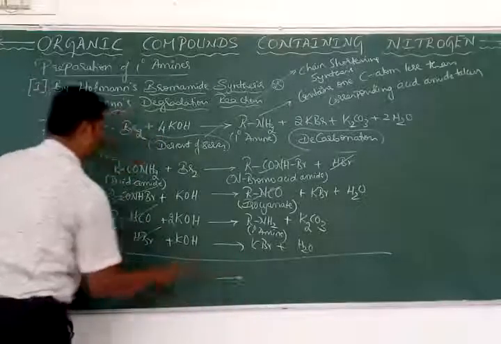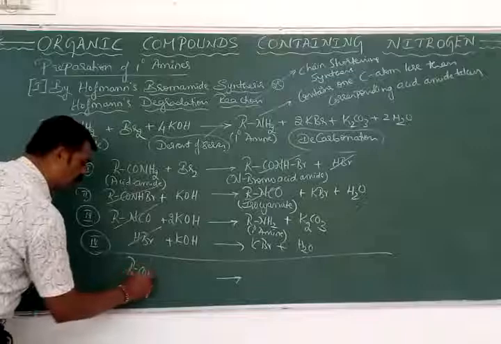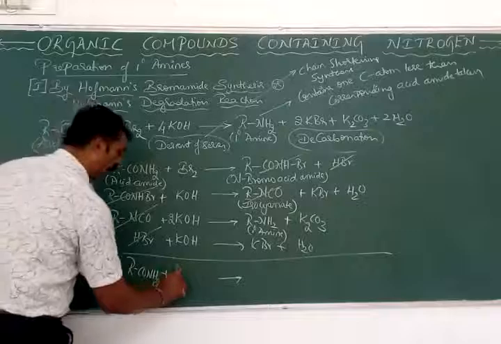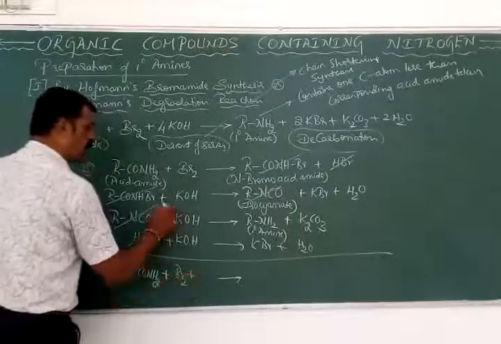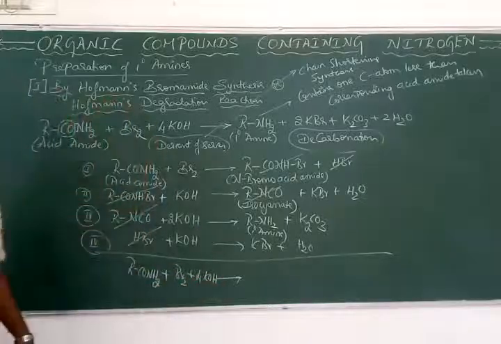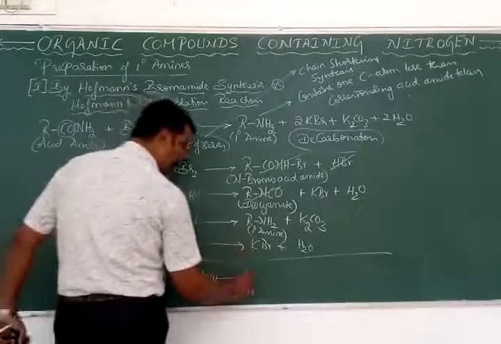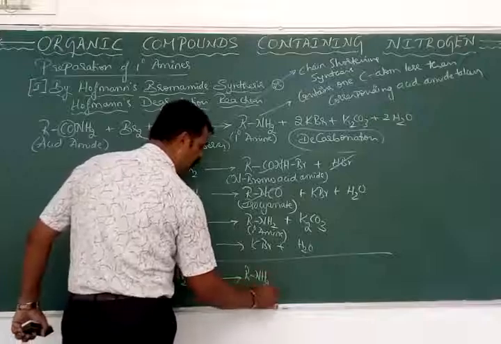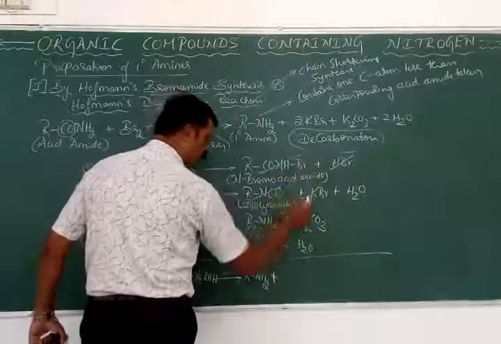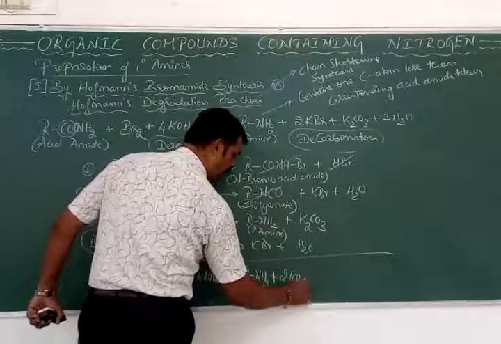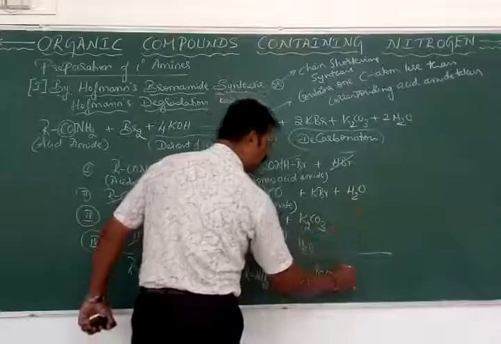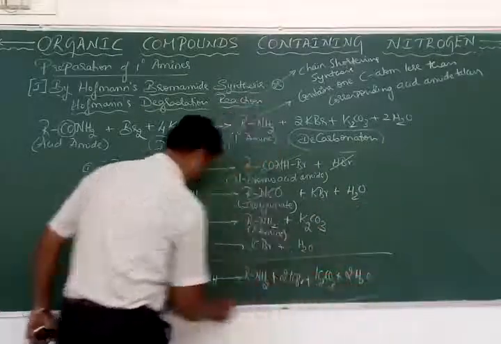Now, the net reaction is RCONH2 plus which one? Br2, only one Br2, plus how much KOH? 1 plus 2 plus 1, totally 4 times of which one? KOH. What's the main product here? Primary amine, RNH2, plus KBr, 1 KBr plus 1 KBr, totally 2 KBr, plus 1 K2CO3 plus H2O plus H2O, 2 times of which one? H2O. This is the net reaction.